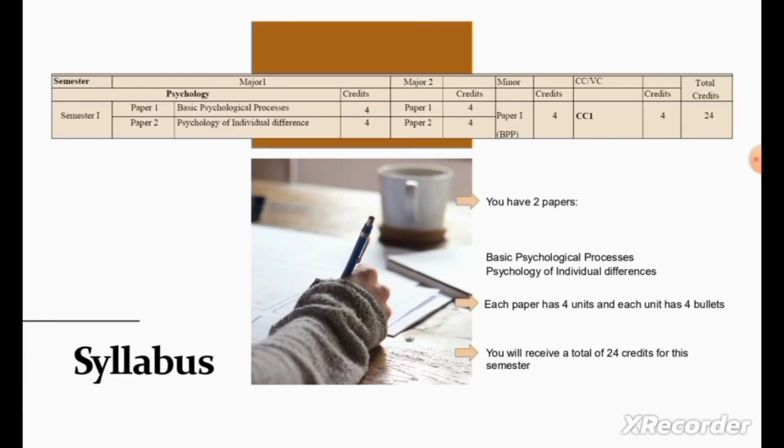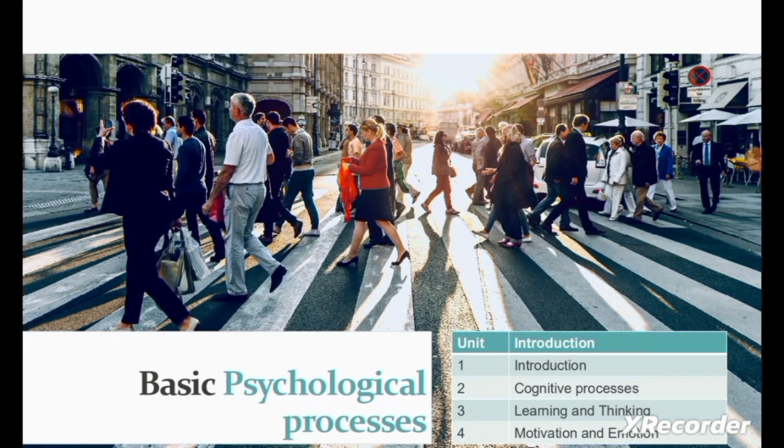In Semester 1, you have two papers, Basic Psychological Processes and Psychology of Individual Differences. Each paper has 4 units and each unit has 4 bullets. You will receive a total of 24 credits for this semester. As you can see, your syllabus is present on the screen. Now let's talk about paper 1, that is Basic Psychological Processes.